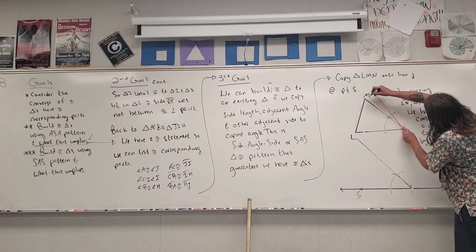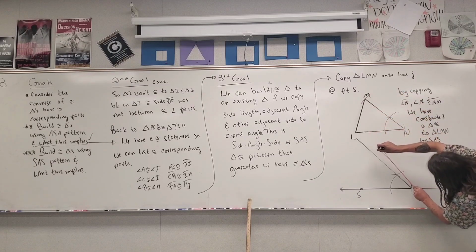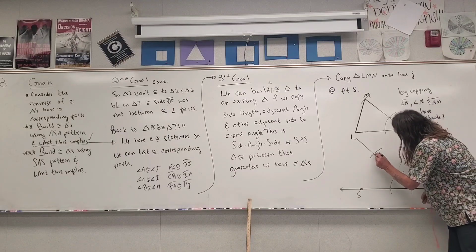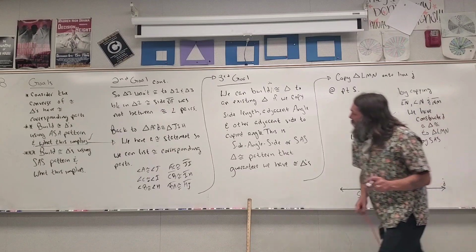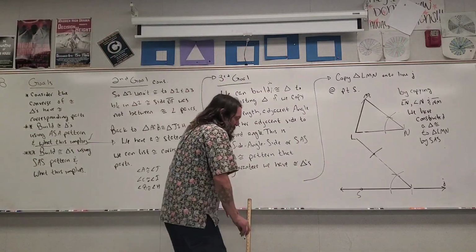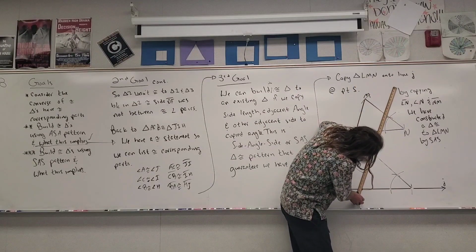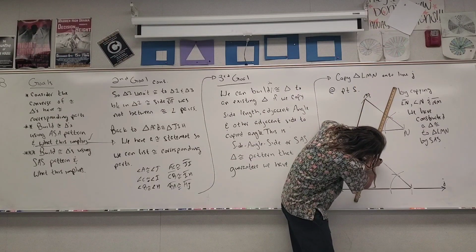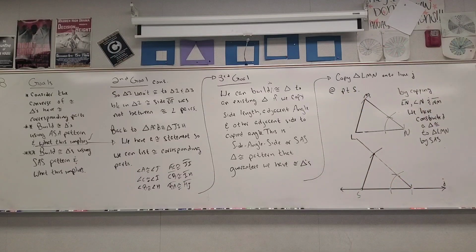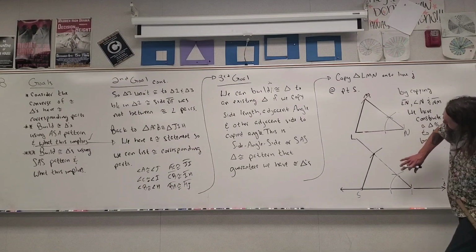All right, so let me copy this length. Come down here and copy it. And by connecting this point to this point, I've built a congruent triangle to my triangle by the side angle side pattern. They're pretty close to being identical. Not bad at all.